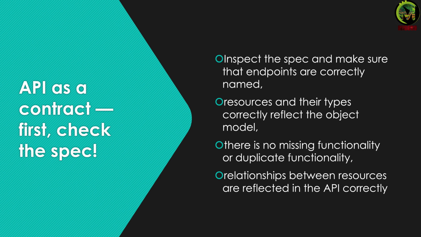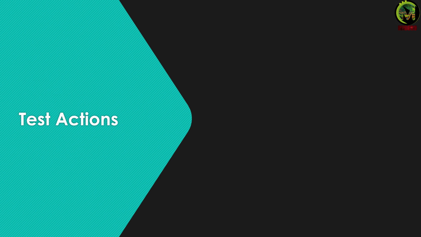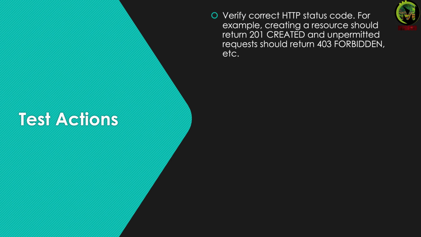Once we are done with the API specifications, we got to look at the test actions that we need to perform. The best place to start would be the status codes. For example, a resource should return 201 Created when a new resource is created, 401 if somebody is trying unauthorized access, 403 unpermitted, and 404 if the page is not found, and multiple other codes as well.